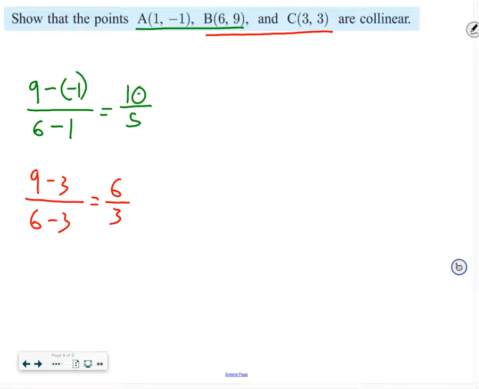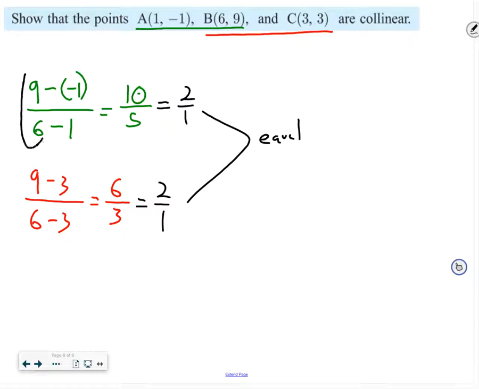So notice, if I reduce these, 10 over 5 is 2 over 1, and 6 over 3 is also 2 over 1. Since these two are equal, and they both include the point B, which is here, I can say that A, B, and C are collinear.